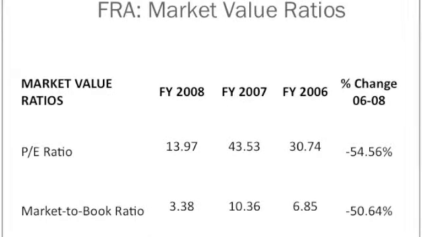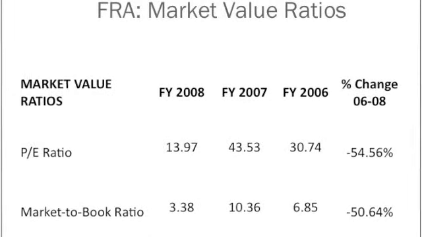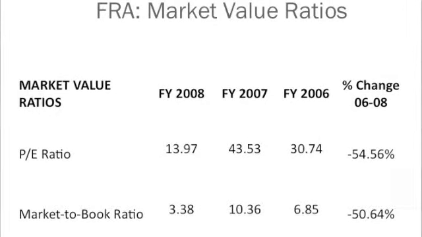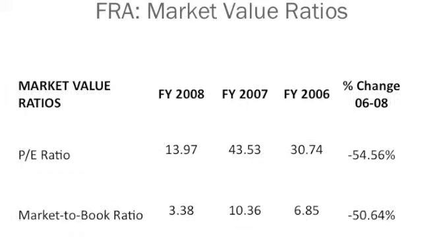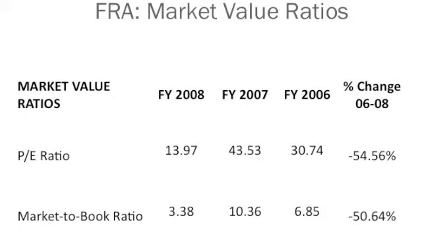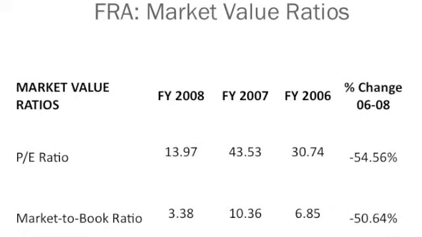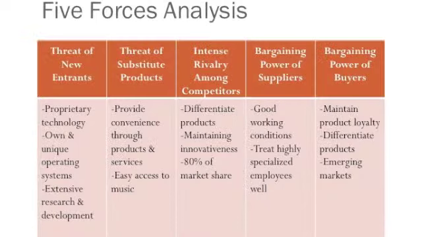Lastly, we're going to look at Apple's market value ratios. Apple's price earnings ratio and market to book ratio both dropped in 2008. This is due to a depressed stock price, as stock prices are a factor in both equations. There is no reason to think that both figures will not bounce back as the economy recovers.